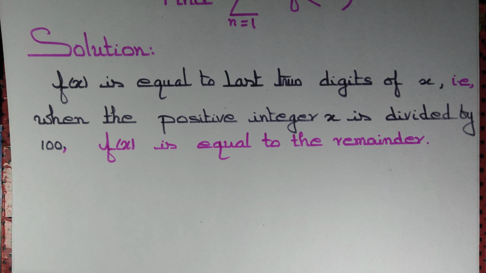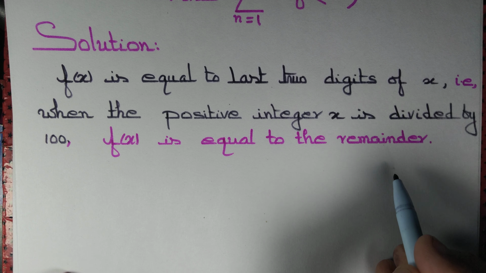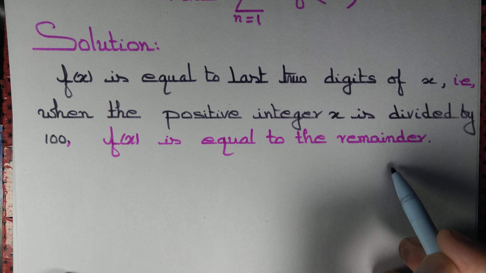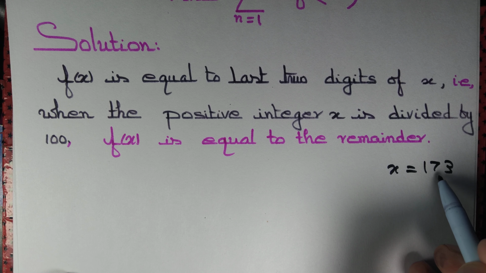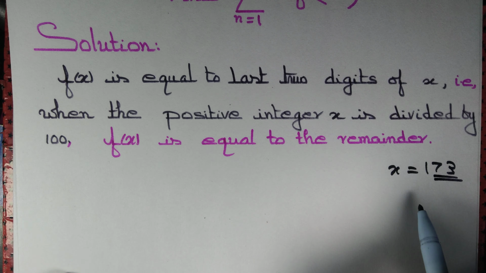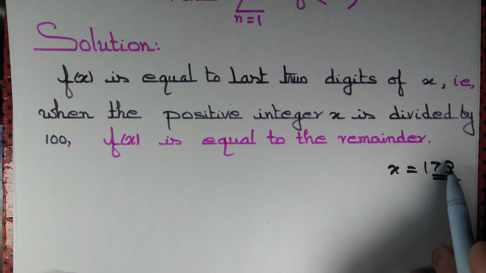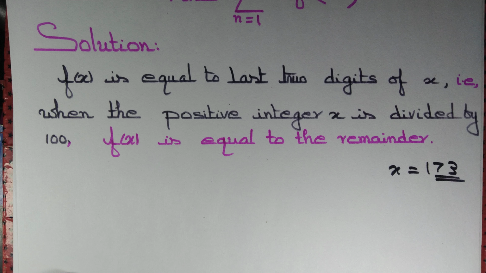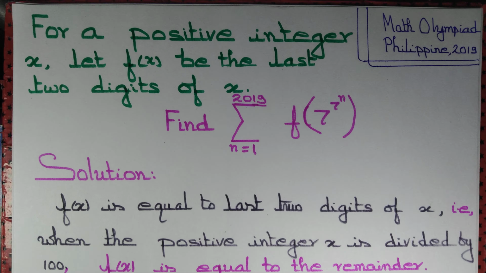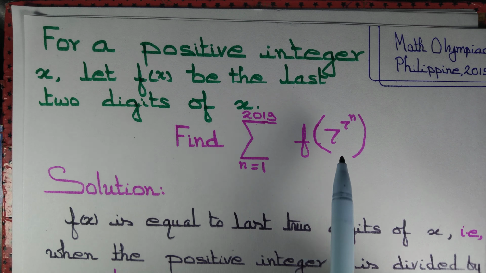Let's take an example. Say we want f(x) for x equal to 173. What are the last two digits? It is 73. That is the remainder when x is divided by 100. 100 into 1 is 100, 100 minus 100 is 0, and so the remainder is 73.